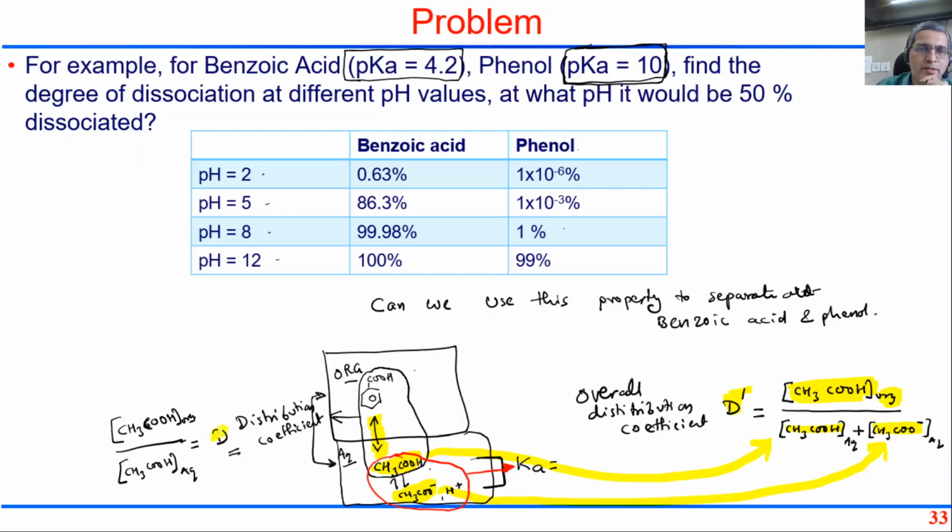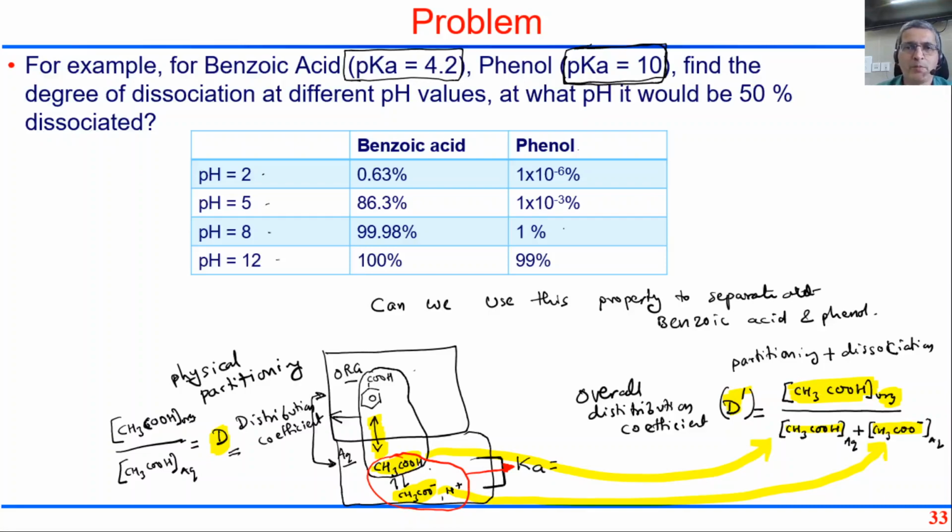Whereas the distribution coefficient D is a physical partitioning of the undissociated form, right? Whereas this D prime accounts for partitioning and dissociation. Okay? Do you agree with that? This is how we are going to define the distribution coefficient.